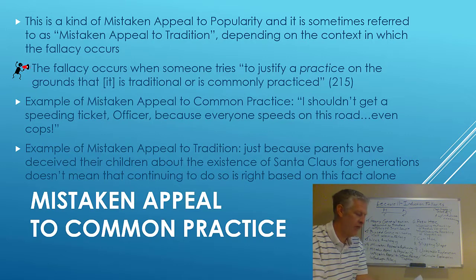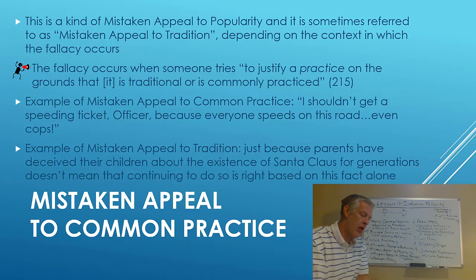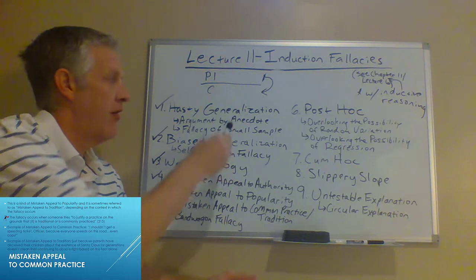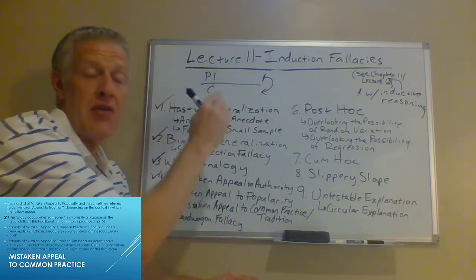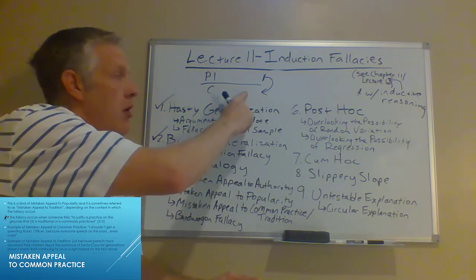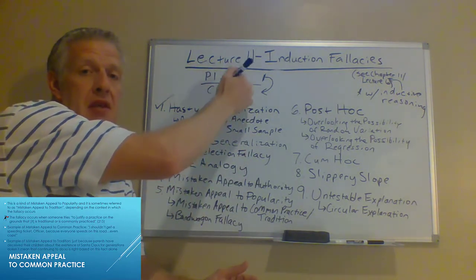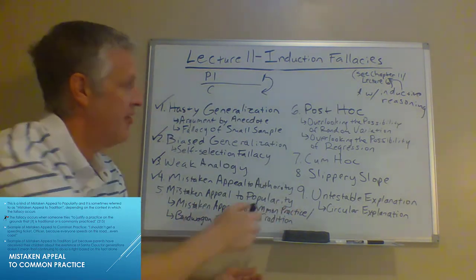And I give you some examples then of what we mean by a mistaken appeal to common practice or a mistaken appeal to tradition. So what we might call a mistaken appeal to common practice would be something like, I shouldn't get a speeding ticket, officer, because everyone speeds on this road, even cops. And well, look, so the mistake here, right, is they're trying to suggest I shouldn't get a ticket, and their evidence is no one else gets one. Everyone speeds on this road. Well, look, just because everyone does it, okay, it's common practice doesn't mean it's okay for you to do it.